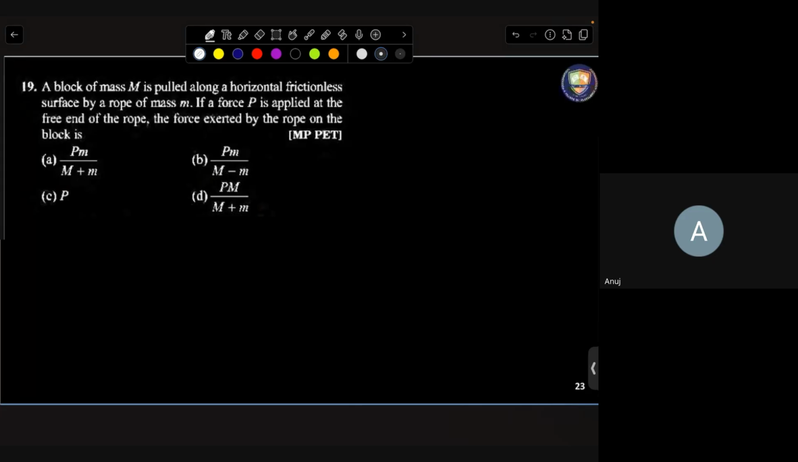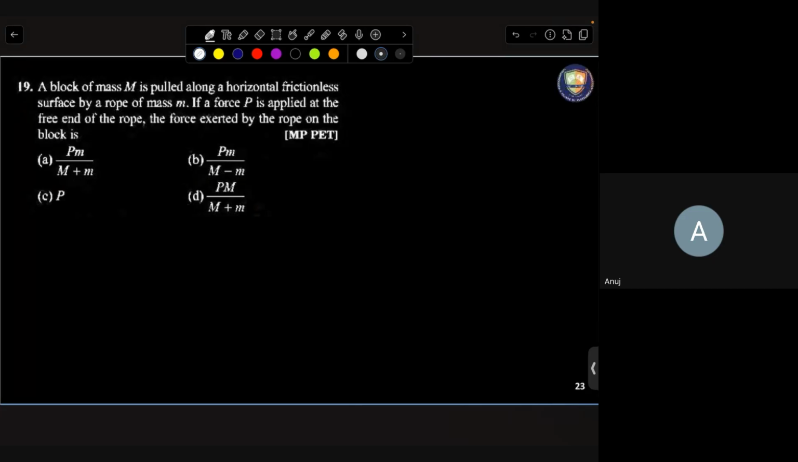So basically they are saying that P is the force which is pulling the two masses, that is mass M and small m. So the overall acceleration you will get is a equal to P by M plus m. So the whole system is moving with this acceleration. Now the force that must be acting on the block is what? The mass of the block times the acceleration, and the whole system is moving with acceleration a. So mP by M plus m. So D will be the correct answer.